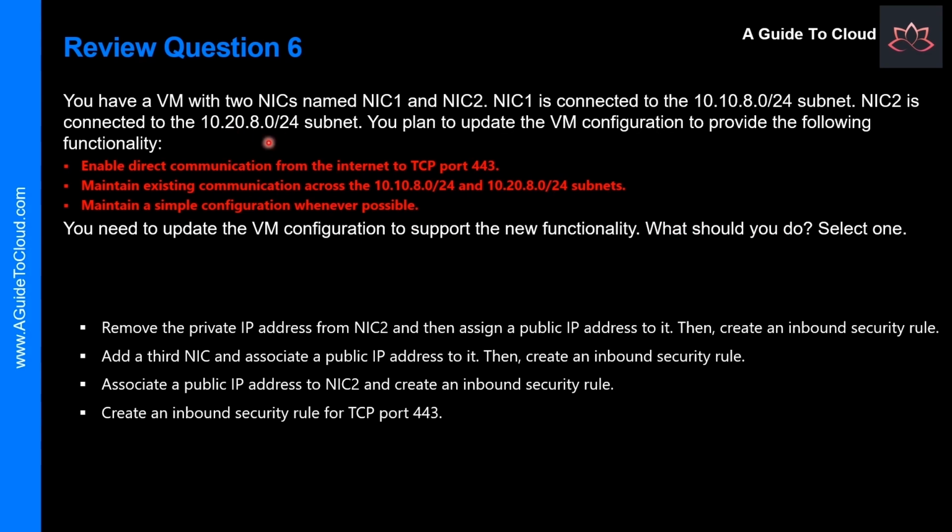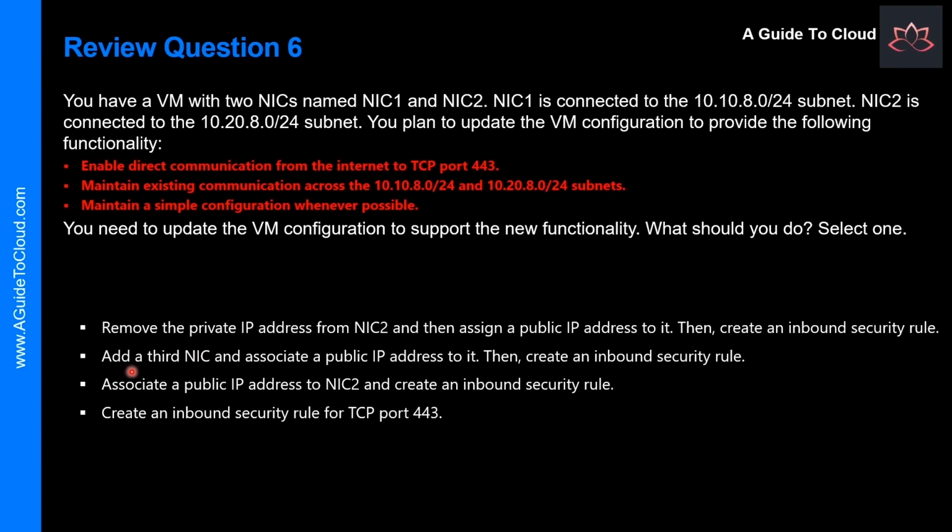So you have a lot of changes here. So what are you going to do to make sure that you update the VM's configuration to support all these new functionality? So let's read out the statements. Remove the private IP address from NIC2 and then assign public IP address to it, and then create an inbound security rule. Definitely not the right answer because it adds more complexity to the existing solution.